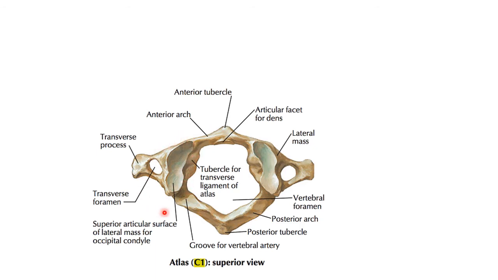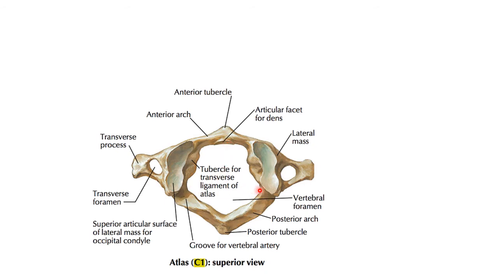It has 2 lateral masses, which are connected anteriorly by a short anterior arch and posteriorly by a long curved posterior arch. And these are the transverse processes. The anterior arch is marked in the median plane by the anterior tubercle on its anterior aspect and an oval facet on its posterior aspect for articulation with the dens of the second vertebra to form the atlanto-axial joint.